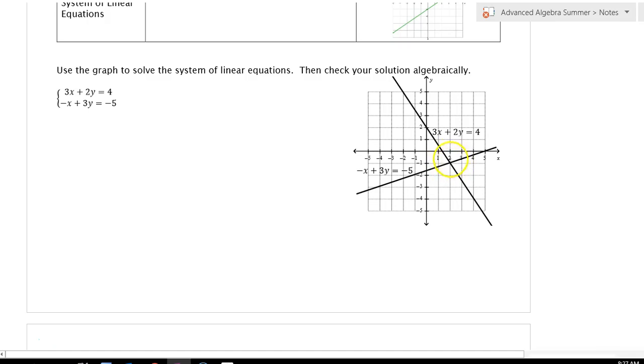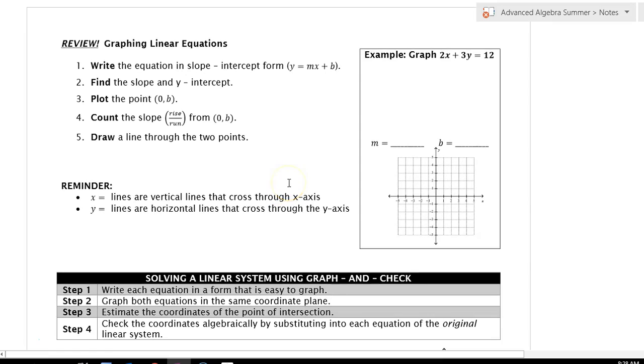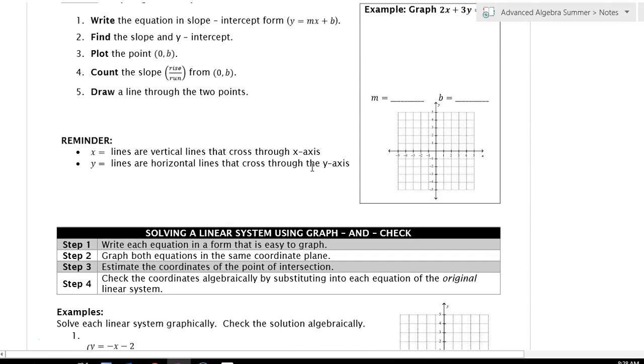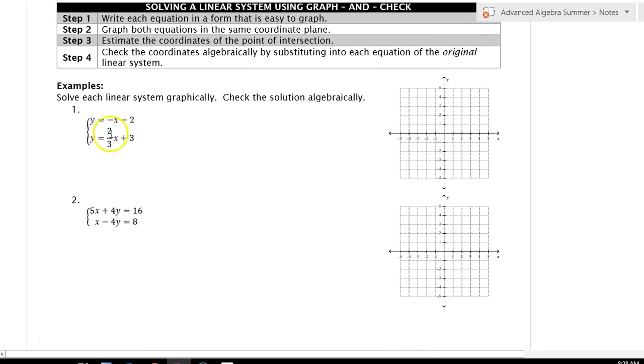So one solution is here where they intersect. So the coordinates of this point are 2, -1. Okay, we have already covered graphing linear equations, so at this point is review. We're going to graph using GeoGebra in this course, so let's go ahead and take a look here.